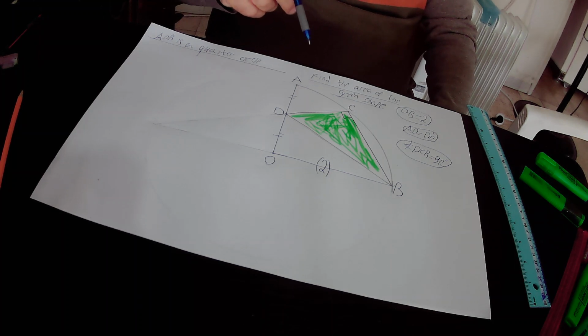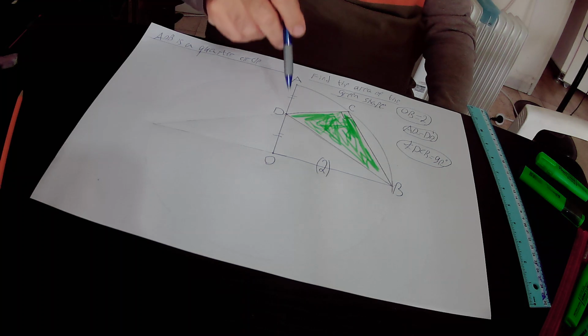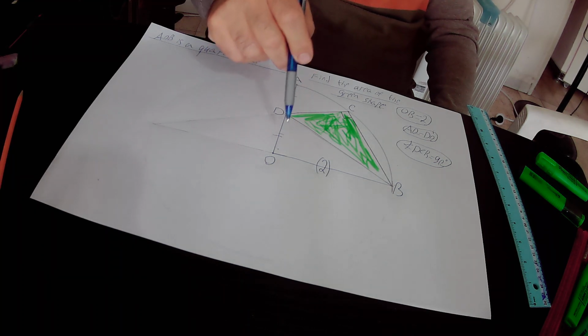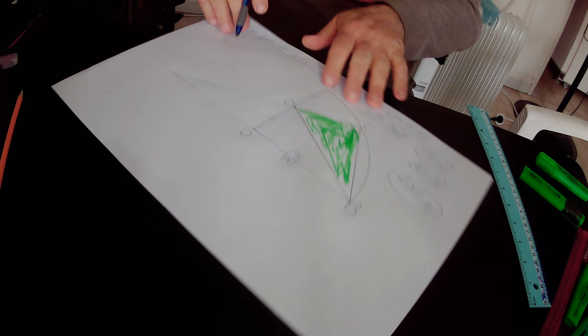So first of all, we know that AOB is a quarter circle. Therefore, angle AOB equals 90 degrees in size. This angle is a right angle.